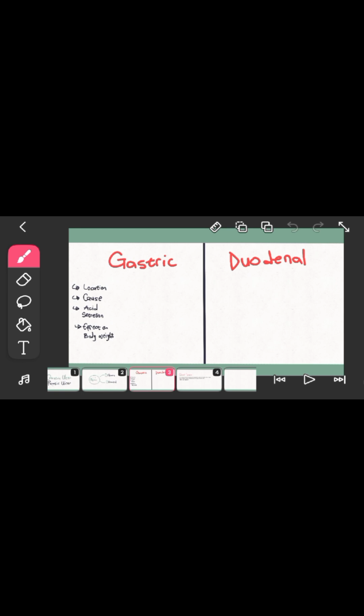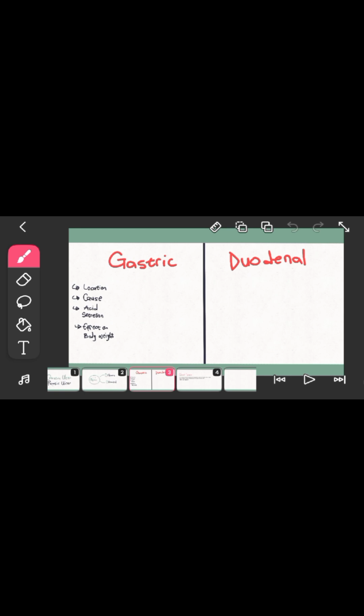Now, the last thing we have here is effect on body weight. So, what's the effect of gastric and duodenal ulcer on your body weight? For gastric ulcer, there is a decrease in body weight. This is because of the physiology behind gastric ulcer. When a patient has gastric ulcer, they tend to lose weight because whenever they eat, the pain does not reduce. In fact, the pain increases for gastric ulcer because the tear is in the stomach, and whenever food enters your stomach, it causes secretion of HCl, which will increase the pain you are feeling.